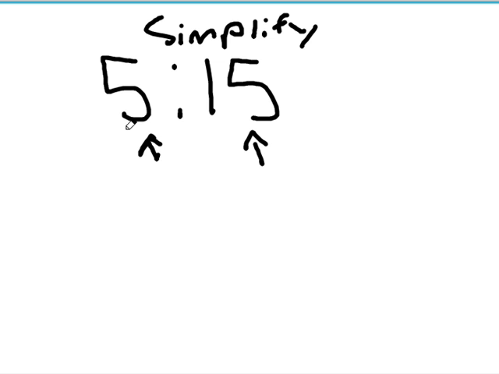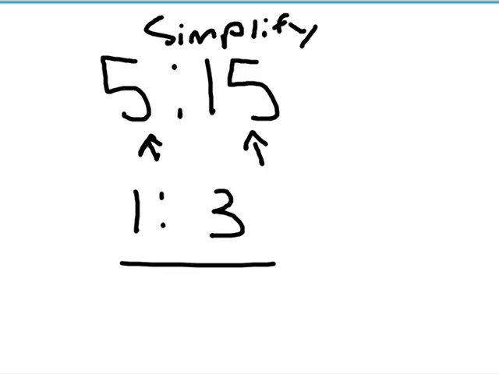Okay, let's see what these two can be divided by. It looks like they can be both divided by 5, so let's do that. 5 divided by 5 is 1. 15 divided by 5 is 3. And that's as low as it can get.